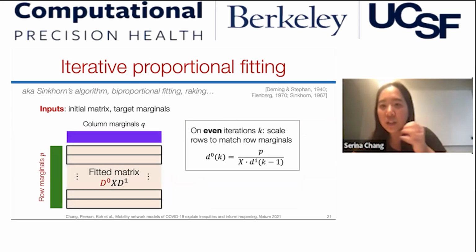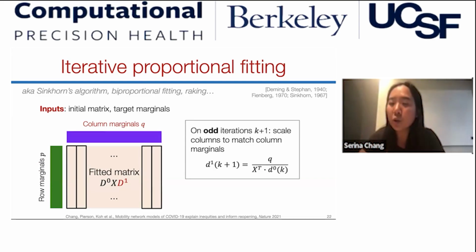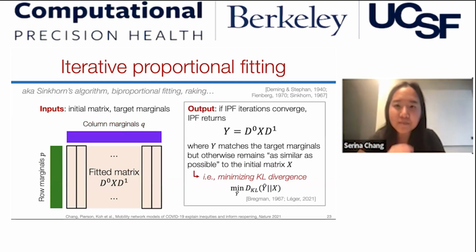So what it does is, on the even iterations, you scale the rows to match the row marginals. So you take D0 and you adjust it so that P is satisfied. And then on the odd iterations, you scale the columns to match the column marginals. So now you adjust D1, but the key is that you're using the latest version of D0 as you adjust D1. And so IPF goes back and forth, adjusting D0, adjusting D1, and so on, until hopefully you converge at a solution.